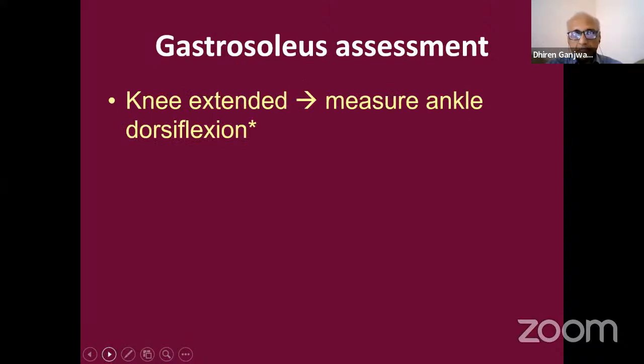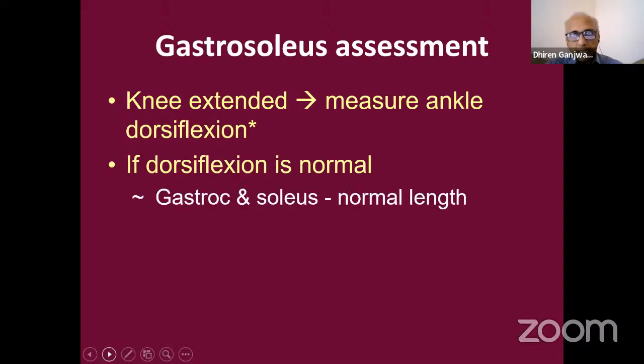With the knee extended, we measure the ankle dorsiflexion. If dorsiflexion is normal, that suggests that both the gastrocnemius and the soleus are of normal length. So with the knee extended, if full dorsiflexion is possible, then it suggests that both muscles are of normal length, like a normal person.